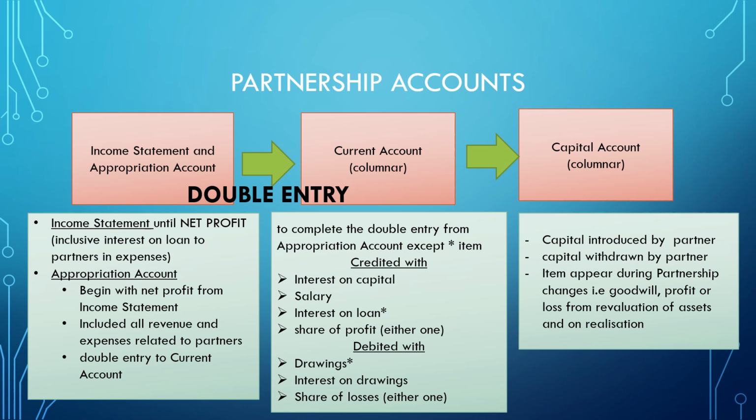Okay, and next we have capital accounts. This current accounts and capital account will be prepared in columnar form to show each partner's column. The capital account shows capital introduced by the partner, capital withdrawn by the partner, and also any item that appears when the partnership changes. For example, is there any goodwill, profit or loss from revaluation of assets and on realization. This is the partnership changes that we'll discuss in detail in chapter 18.